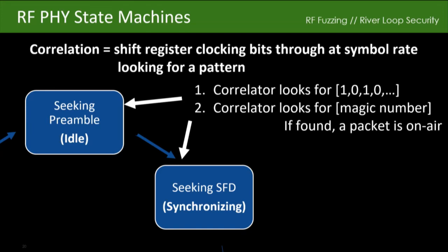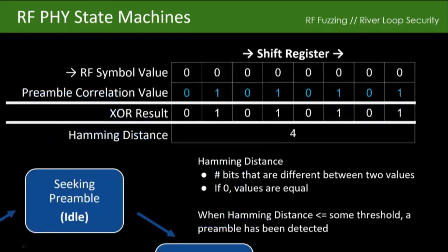And that's a very similar operation, although instead of looking for that 0101, we're looking for whatever the magic number of that protocol is. So just to illustrate this briefly, let's talk about this table here. On top, we have RF symbol values that are being clocked through the shift register. And then beneath it, in the preamble correlation value row, is the magic number that our physical layer standard is looking for. A pretty standard implementation here is just to have that alternating 0101 pattern. So what this correlator is going to do is XOR the current symbol value state against that magic number that we're looking for.